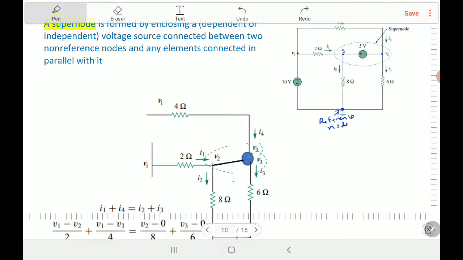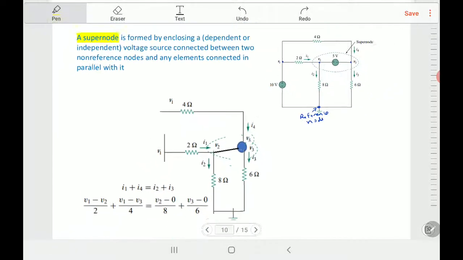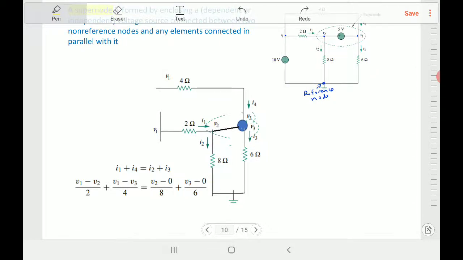So it will be like a strange node, different from the other nodes, because usually a node has only one voltage, but here the node has different voltages, depending on which side you are looking at. For example, this super node has V2 and V3. But when you deal with it as a super node, the currents in and out follow Kirchhoff's current law. Here, what's input to this super node? I1 is input, I4 is input. So I1 plus I4 equals I2 plus I3.